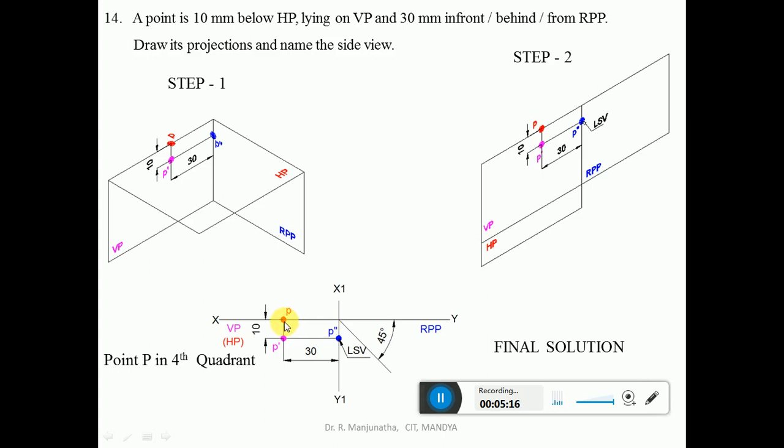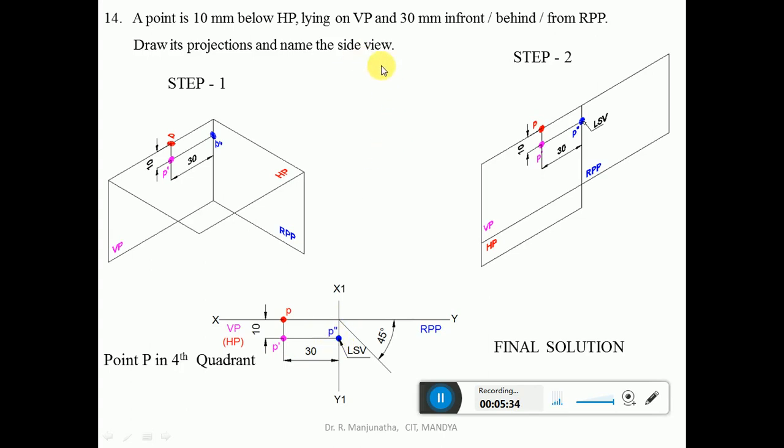Since the point is lying on VP, obviously the point will be on HP, so you are going to get it on the XY line. So when it is projected, it will come to the origin, and then again it moves down, so that where you have the front view, on that line you are going to get the side view, so it will be P double dash.